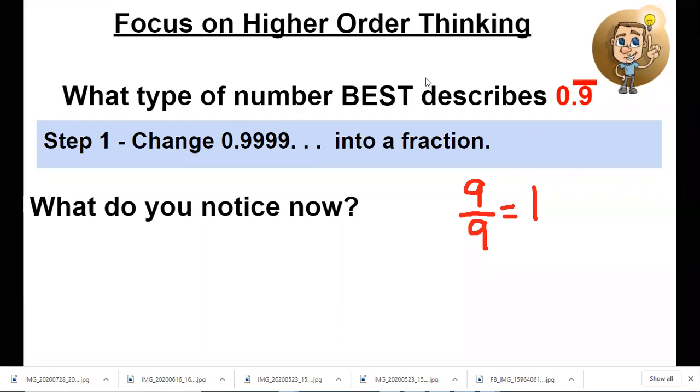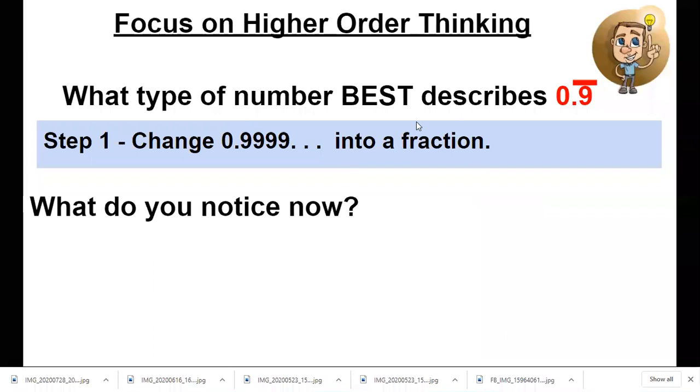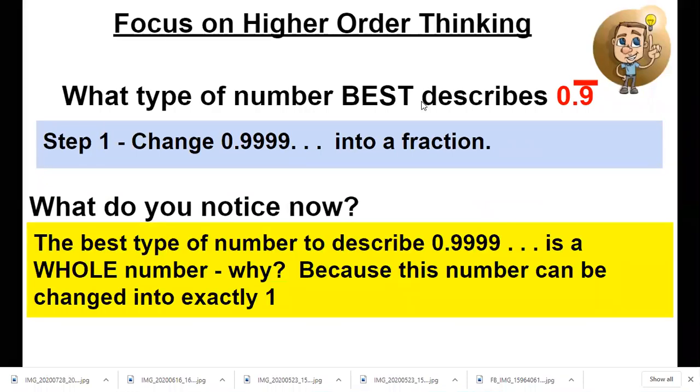So let's pop down and see what it says here now. We can look at it. The best type of number to describe 0.99999 is a whole number. Why? Because this number can be changed into exactly 1.